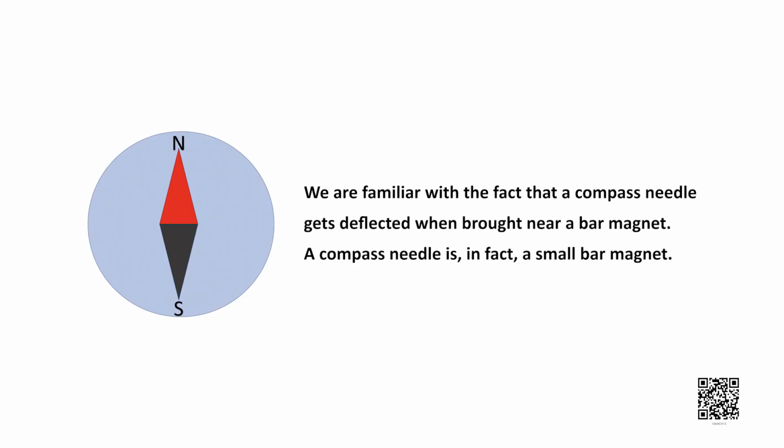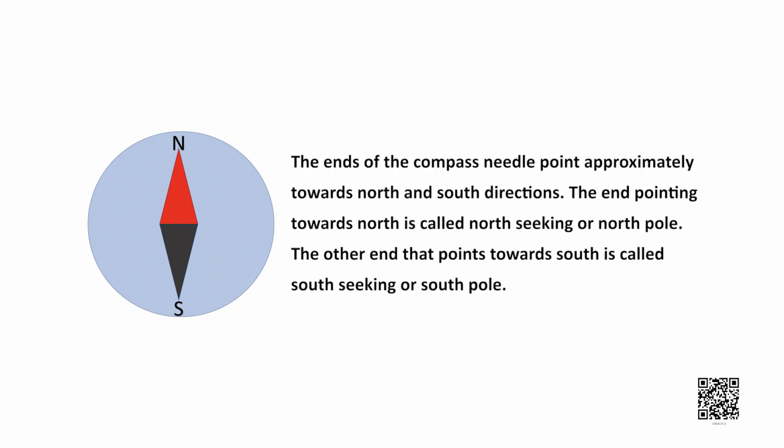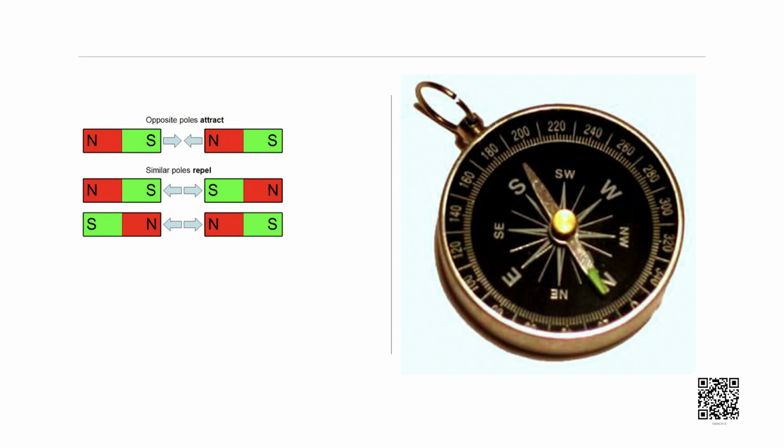We are familiar with the fact that a compass needle gets deflected when brought near a bar magnet. A compass needle, in fact, is a small bar magnet by itself. The ends of the compass needle point approximately towards north and south directions. The end pointing towards north is called the north-seeking or north pole, and the other end that points towards the south is called the south-seeking or the south pole. Through various activities, we have observed that like poles repel while unlike poles of magnets attract each other.